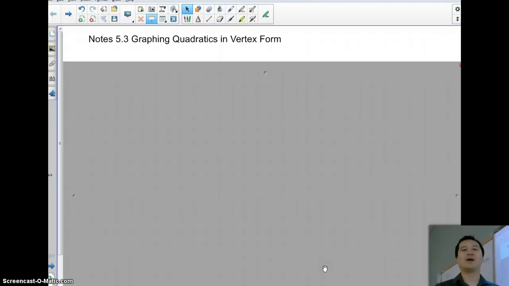So, we're starting our third unit today, and we're going to move into something called quadratics. Today's notes are 5.3, graphing quadratics in vertex form.